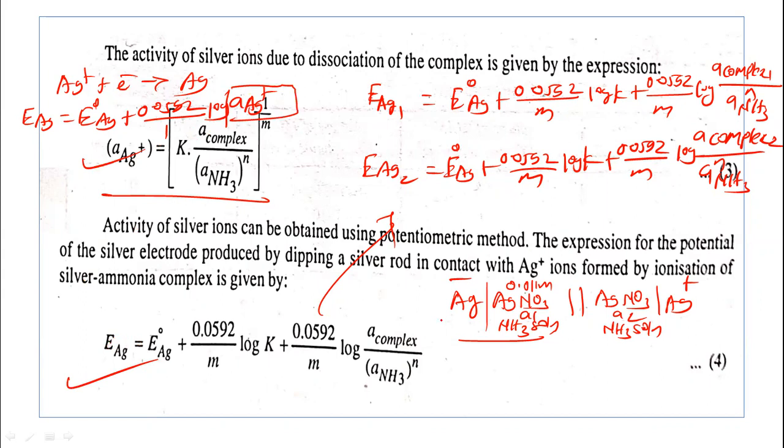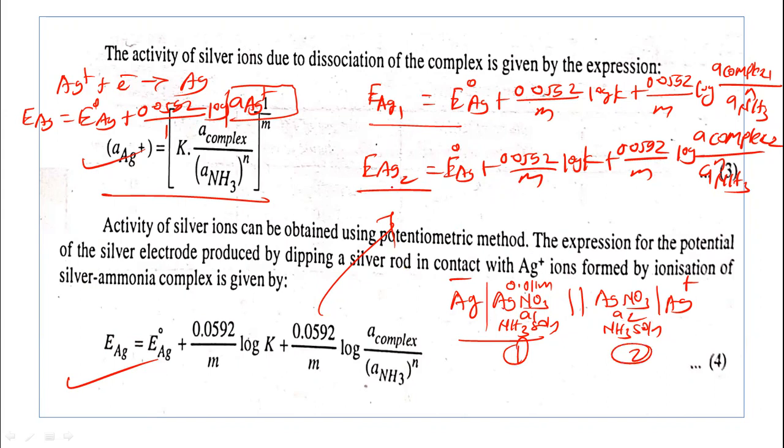Suppose that there are two silver electrodes, but the concentration of the electrolyte is different. This is an electrolyte concentration cell without transference, reversible to the cation. So the derivation for the left hand side electrode will be this, and the derivation for the right hand side electrode, this is first, this is second, so the electrode potential of the right hand side electrode will be this.